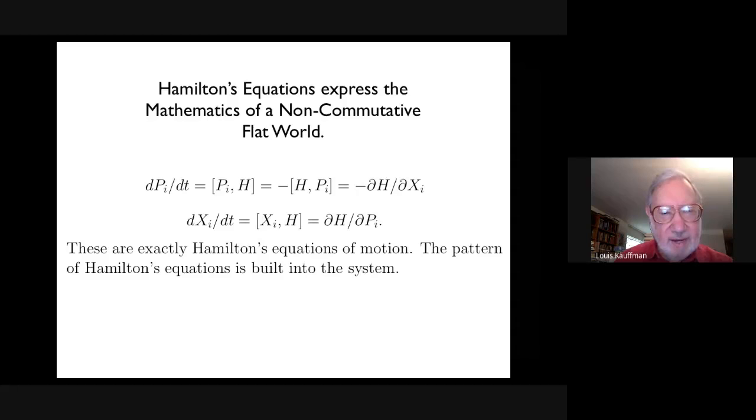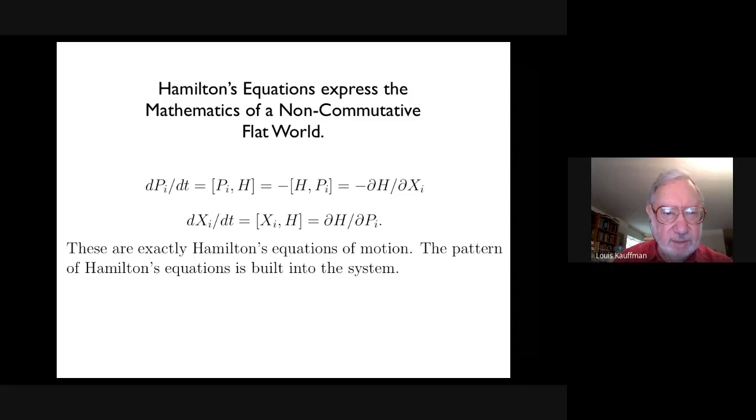And then you can do a little computation. You can say, well, what is the derivative with respect to time of pi? Well, it's the commutator with H, which is minus the commutator of H with pi. Oh, but the commutator of H with pi is the derivative of h with respect to xi by our definition. And what about the derivative of xi with respect to t? Well, that's the commutator of xi with h, but that is equal to the derivative of h with respect to pi by our definition. And those are Hamilton's equations.